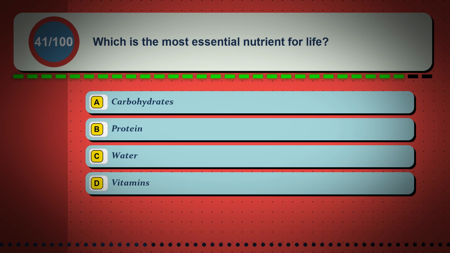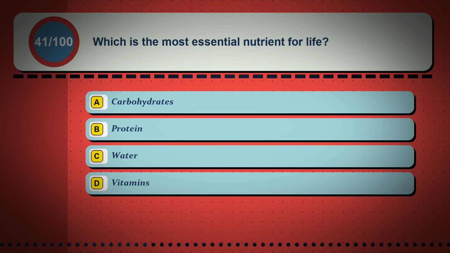Question 41. Which is the most essential nutrient for life? Option A, carbohydrates. Option B, protein. Option C, water. Option D, vitamins.